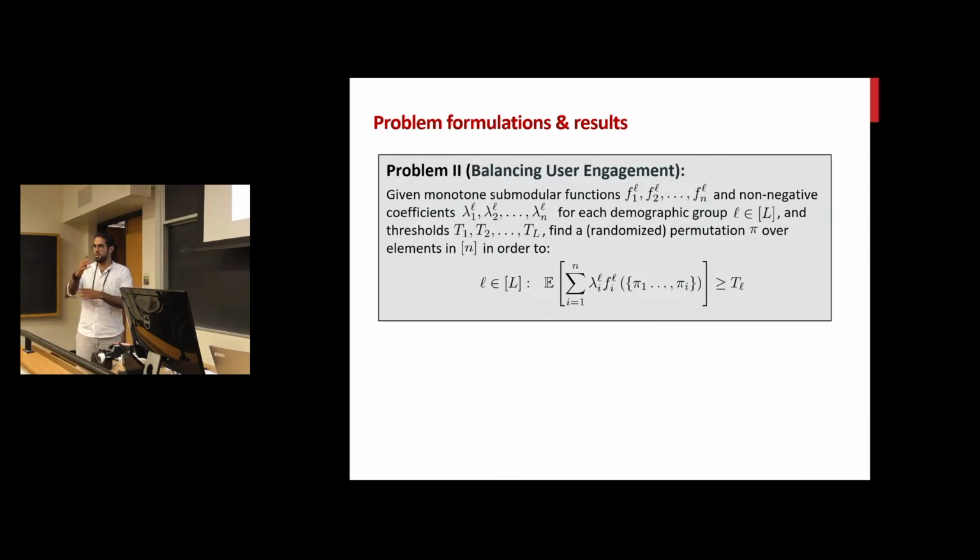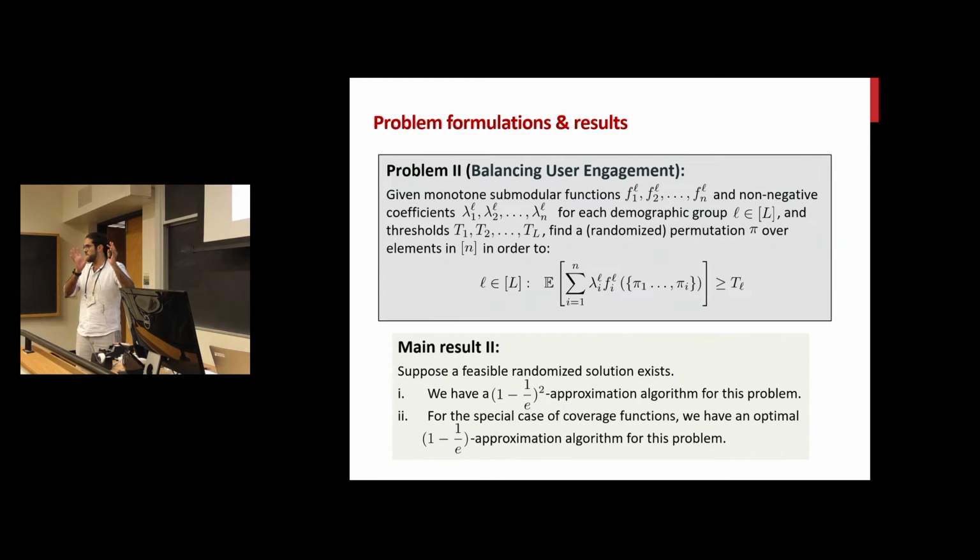Then switching to the second problem, this time I'm going to give you a pool of users with different demographic groups. Each demographic group comes with a threshold, which is the minimum click probability for that demographic group. And I'm asking the following question. Can you find a randomized permutation so that the expected engagement from each group is going to be at least the threshold? And different groups are heterogeneous, so they have different click probability functions and different arrival rates. All right, so now assume that this problem is a feasibility problem. So assume that there is a feasible solution.